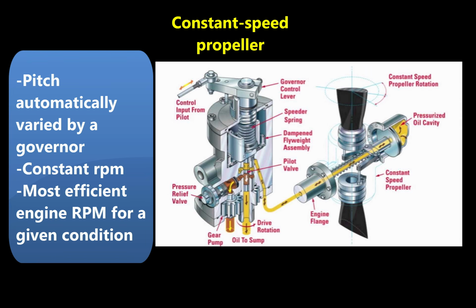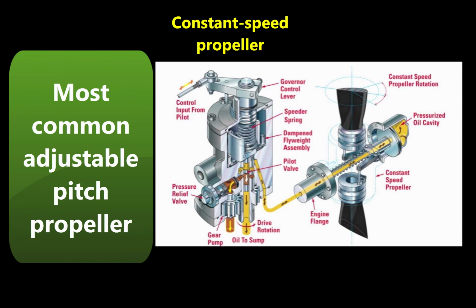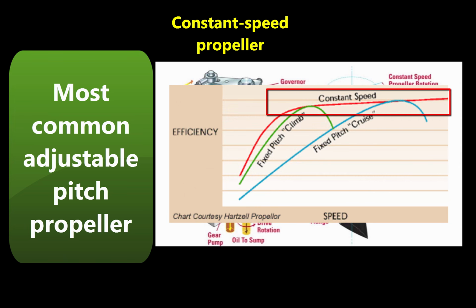A constant speed propeller is a controllable pitch propeller whose pitch is automatically varied in flight by a governor, maintaining constant RPM despite varying air loads. It is the most common type of adjustable pitch propeller. The main advantage of a constant speed propeller is that it converts a high percentage of brake horsepower into thrust horsepower over a wide range of RPM and airspeed combinations.